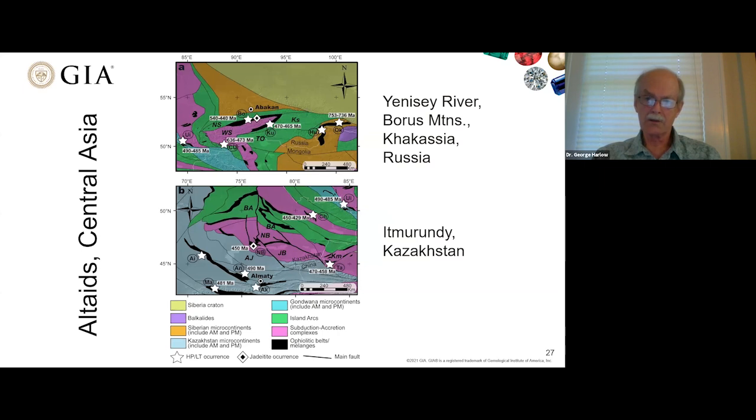Another two areas are the Yenisei River area in the Borus Mountains of Caucasia and Russia. Here again, the high pressure rocks, and here's where the jade has been found so far, but obviously more possibilities there. Here in Kazakhstan, in Itmurundy, there are some of the high pressure rocks, again with its stars, and here is the source of the jade. And you can see a lot of fracturing going on here. So there is potential to find jade in these areas. The problem is they're not easy to get to. There's not much in the way of roads and stuff in the area.